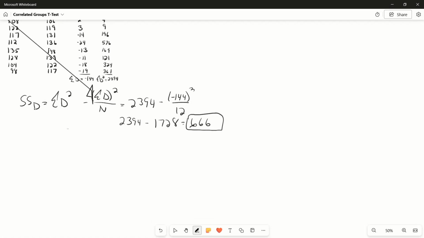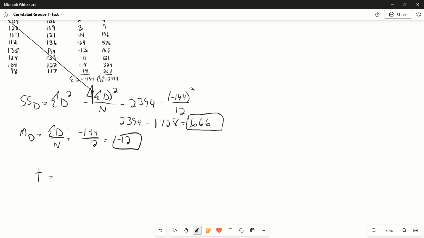Now we need the mean of d. So the mean of d is the sum of d over n. This is negative 144 over 12. This is negative 12. So the mean of d is negative 12, right? And now we're going to plug into the formula. We actually need the standard error, right?